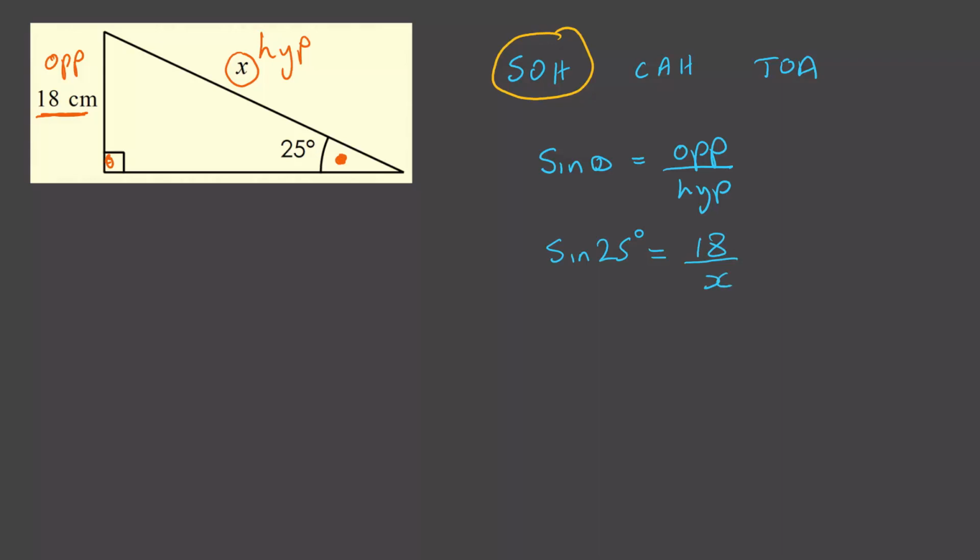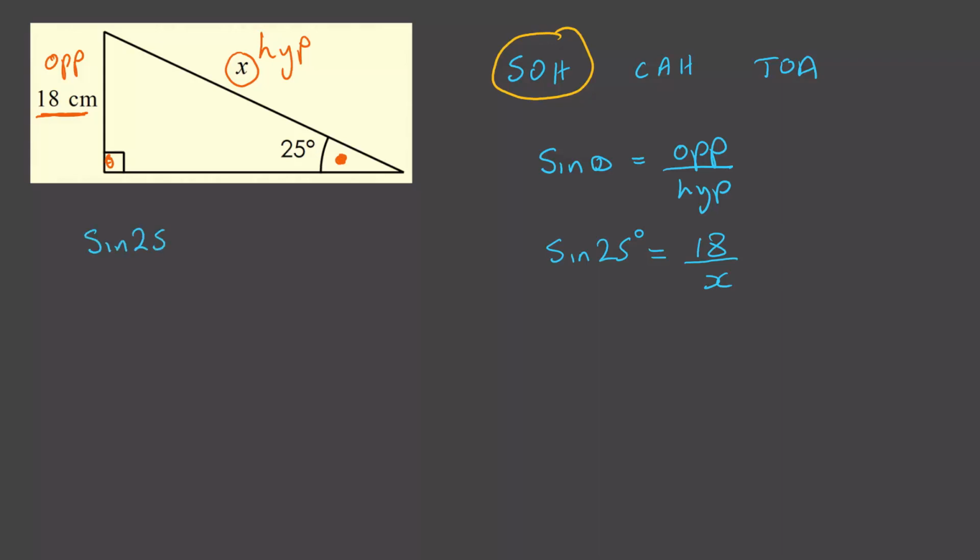So the x is actually in the denominator this time. So the answer is not just going to be 18 times sine 25. It's a common mistake that students make. They just think it's always going to be that. But that's not true. And if you try 18 times sine 25, you'll find the answer is less than 18, but you know that the hypotenuse is the longest side. So the question is, how do we sort that out?